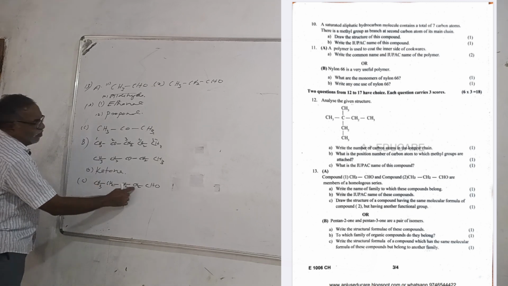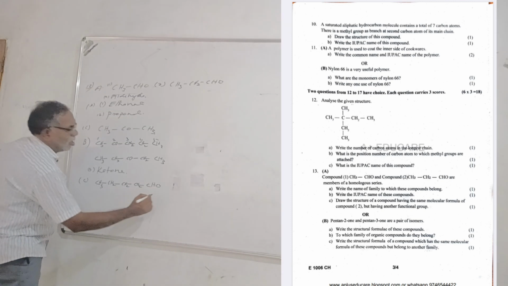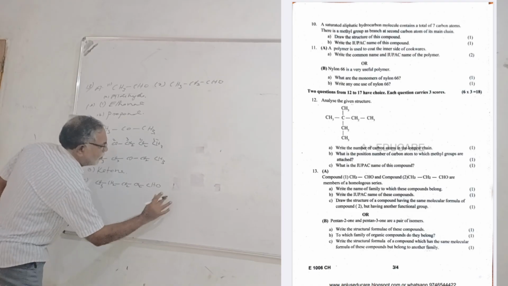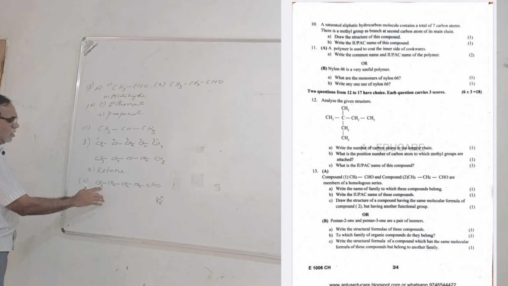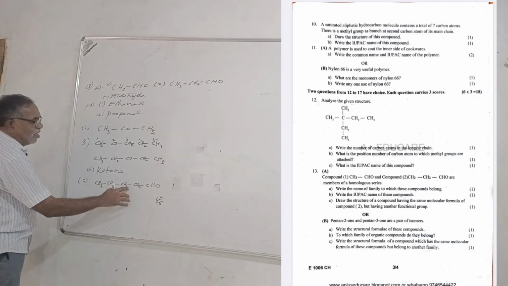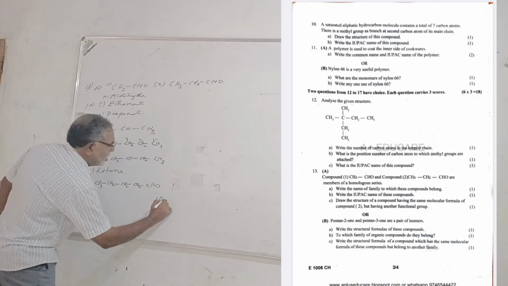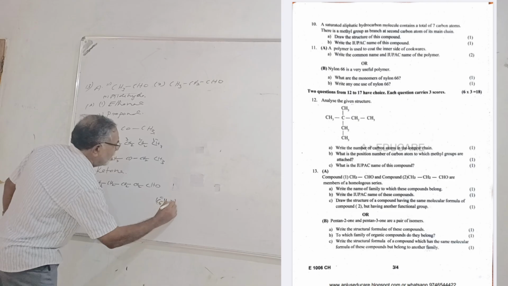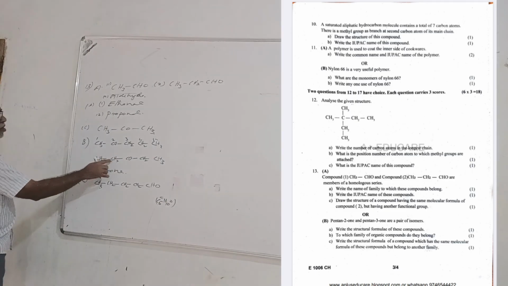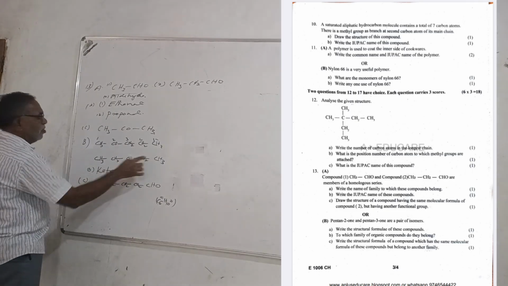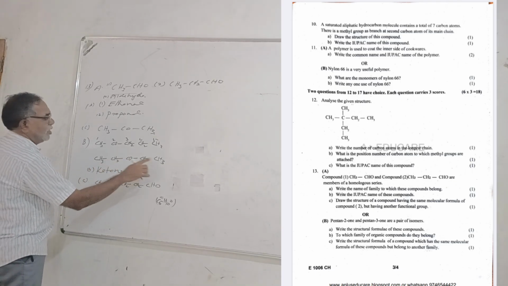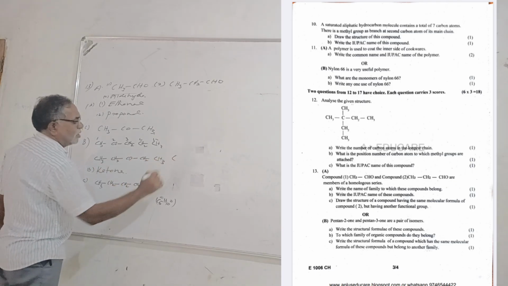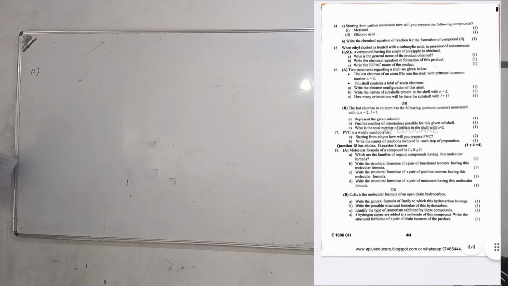So the compound with a different functional group having the same molecular formula is the aldehyde. 1 2 3 4 5. The molecular formula is C5H10O, and here also C5H10O. The molecular formula is the same.